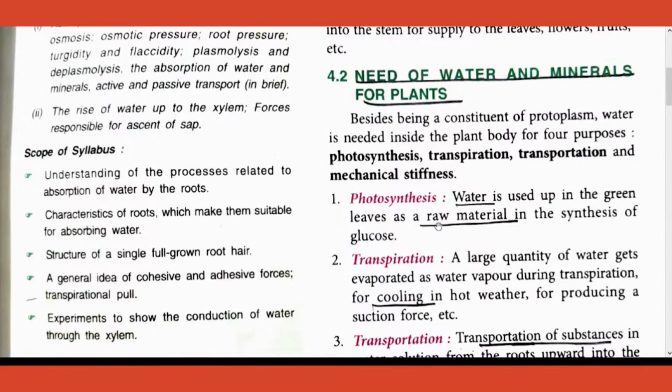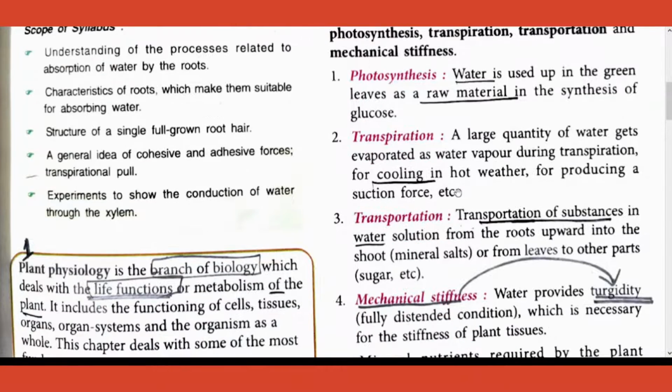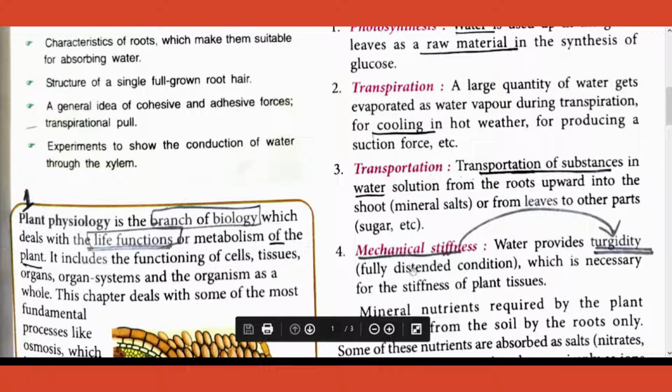Next possible question is what is the need of water for the plant? And one more question is what is the need for minerals for the plant? For the water part, there are 4 points given in the textbook. Why is water important? It is a raw material for photosynthesis. It provides a cooling effect through transpiration. It helps in transportation of minerals. And the last one, it causes mechanical stiffness.